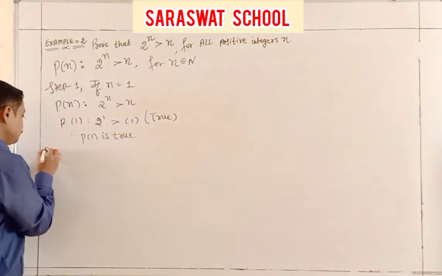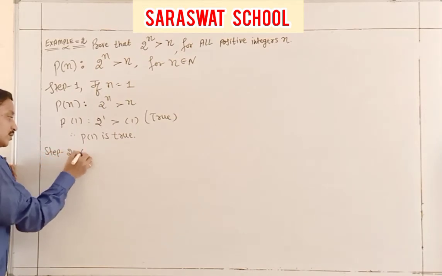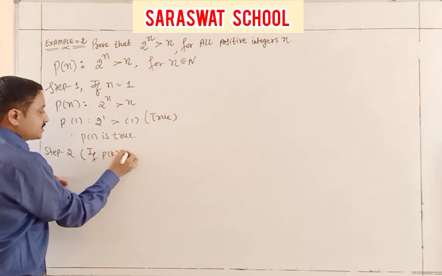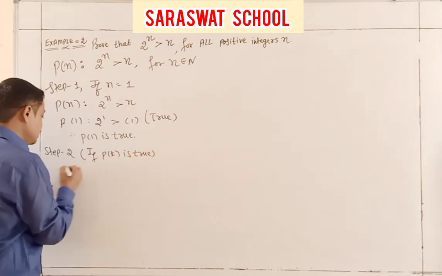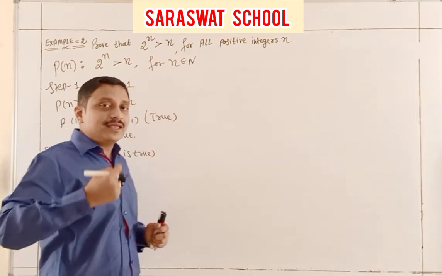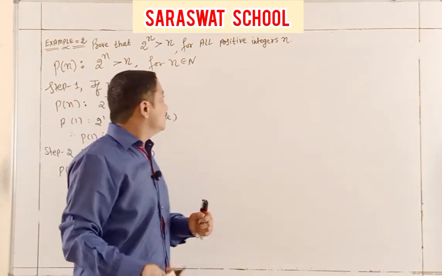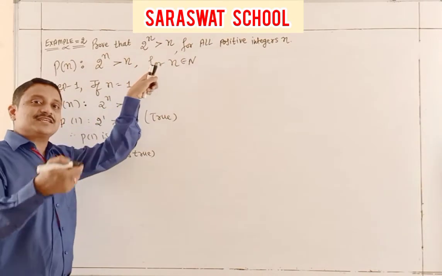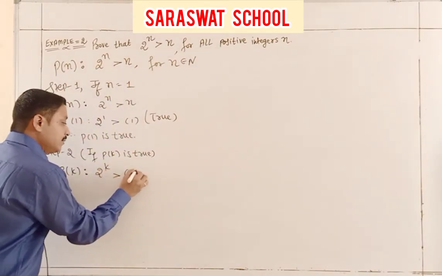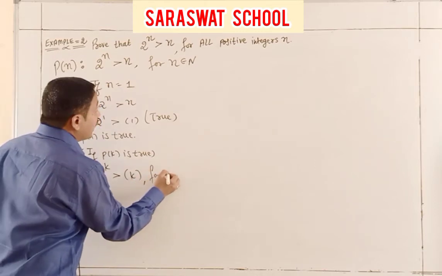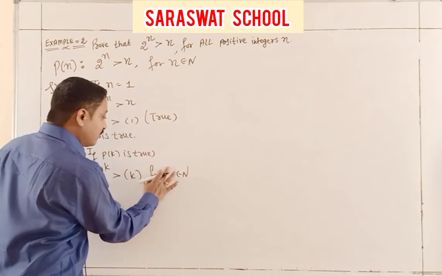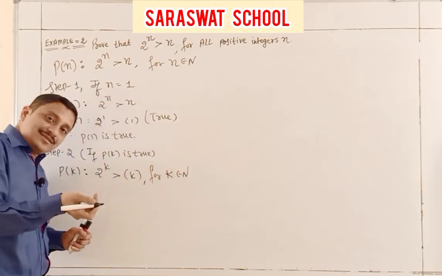Now step 2. What is step 2? If Pk is true. Students, your given data, you just apply in terms of k, that is your n. So I just write down in k: 2 raised to k more than k for every positive integer. So here write down every k belongs to n.